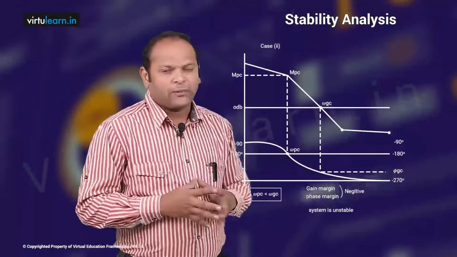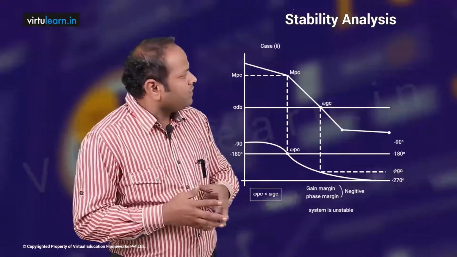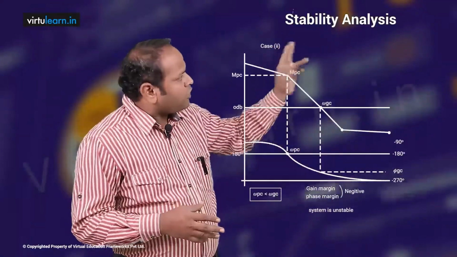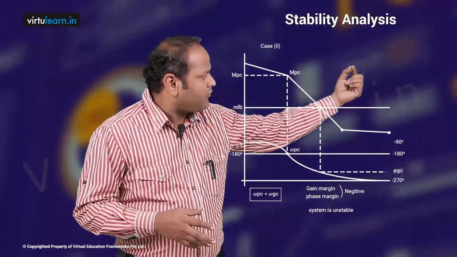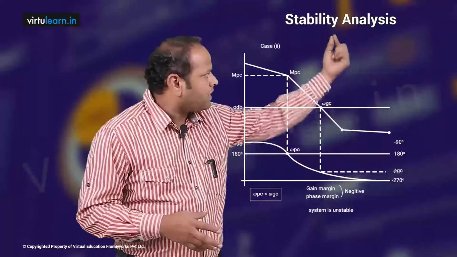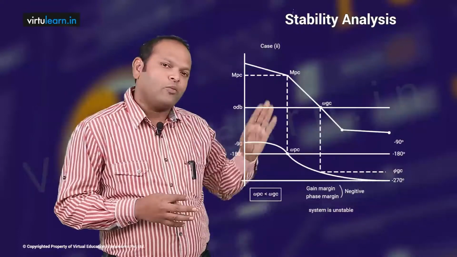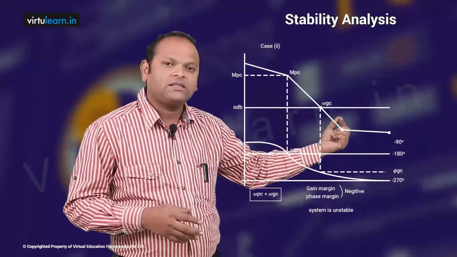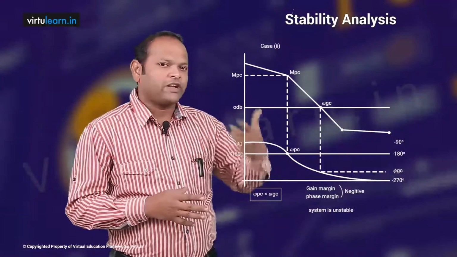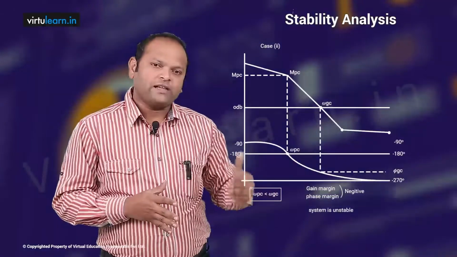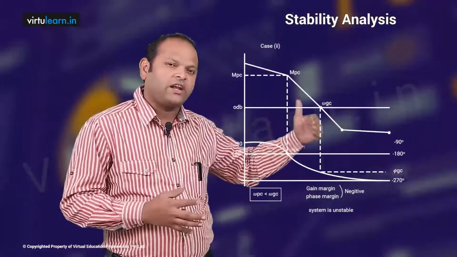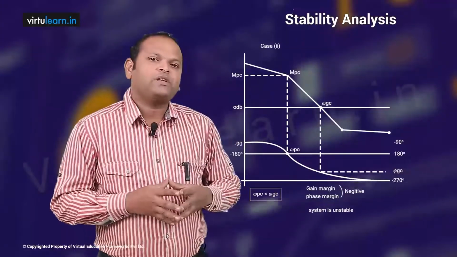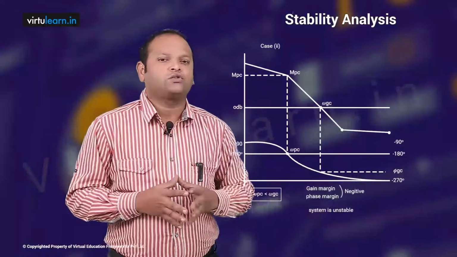Take the third case, a typical case, where I have a magnitude plot and a phase plot. The magnitude plot crosses the 0 dB line here, and the phase plot also crosses at the same frequency, which means omega gc is equal to omega pc. Then the corresponding phi gc is minus 180 degrees, therefore the phase margin is 0 degrees: 180 minus 180 is 0. Similarly, the MPC is 0 dB, therefore the gain margin is also 0.